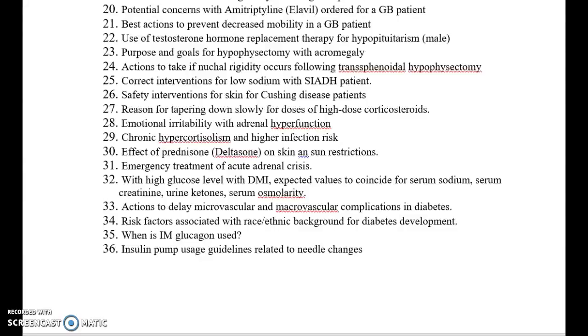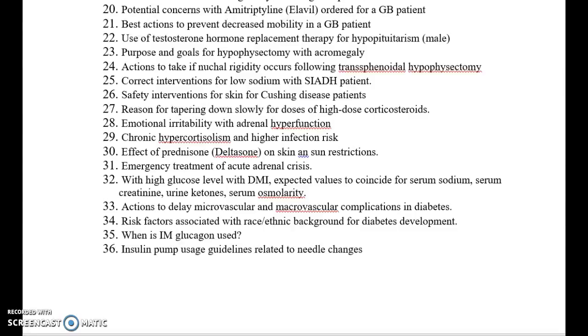Just for testosterone hormone replacement therapy, the goal there is going to be to get somebody to virilization with pretty high dose therapy, then sometimes decrease it down for the rest of their life.